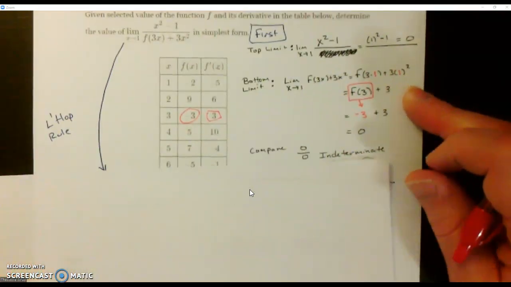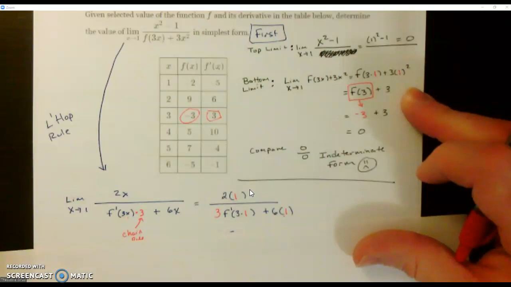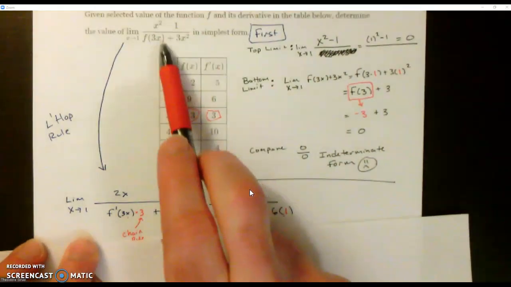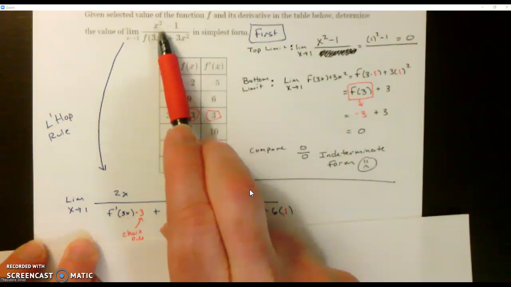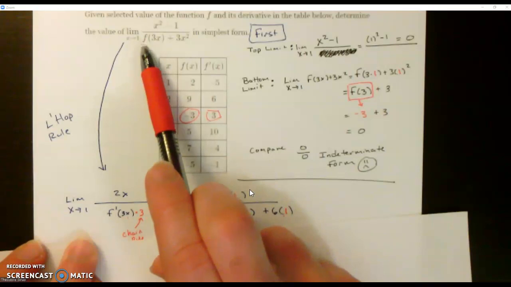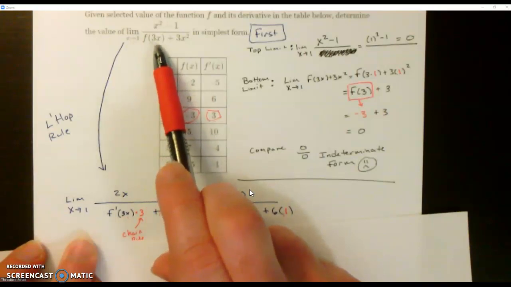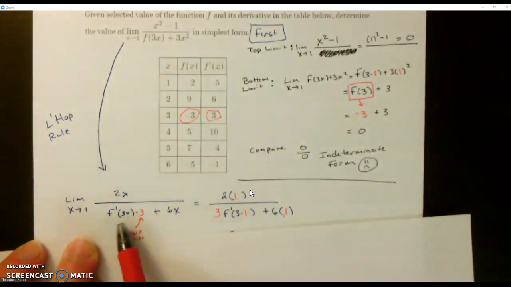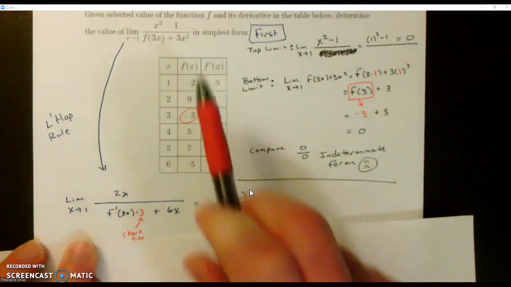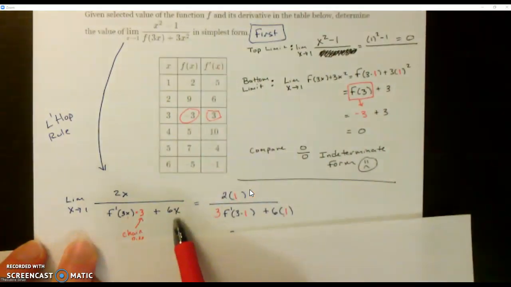Now, we're going to take the derivative of the top and the bottom. We're going to apply L'Hopital's rule. So, take the derivative of the top, we get 2x. The derivative of the bottom is function notation. f of 3x, the derivative of f is f prime, keep the inside, and then we multiply by 3. There's my chain rule again. And then plus 6x, because the derivative of 3x squared is 6x.